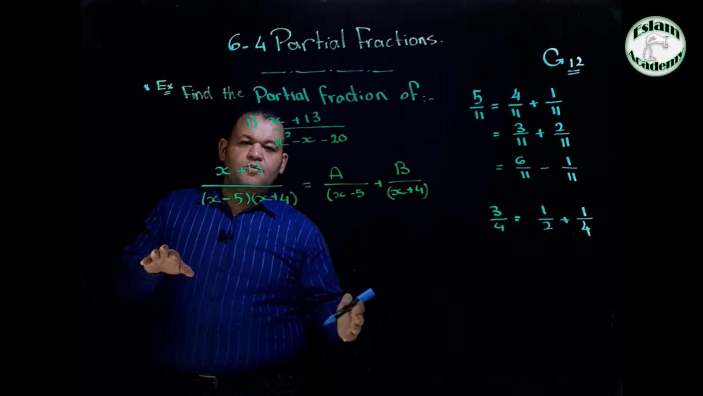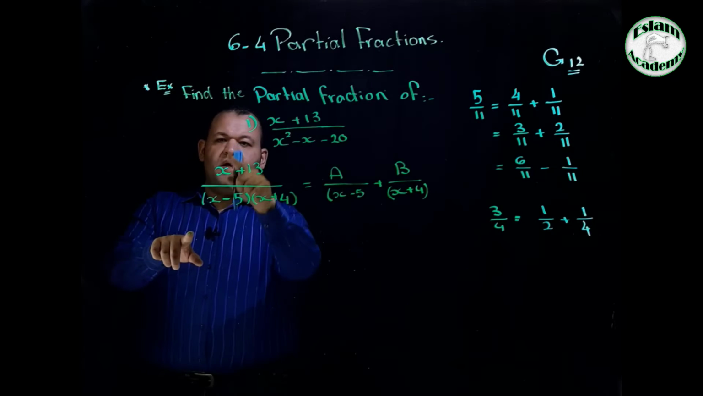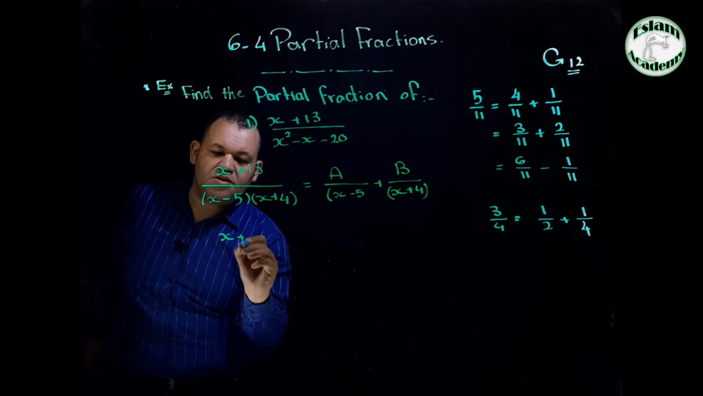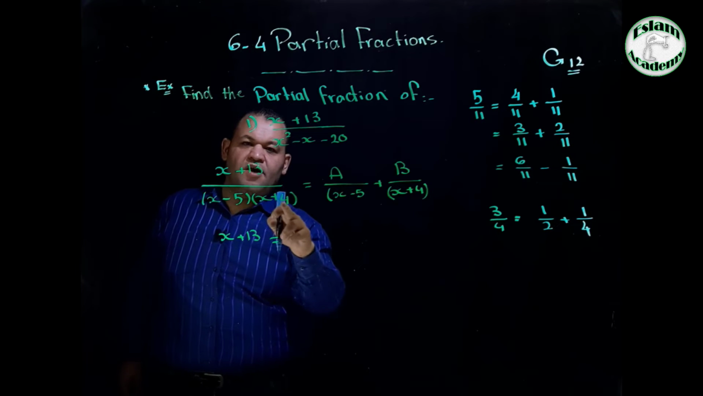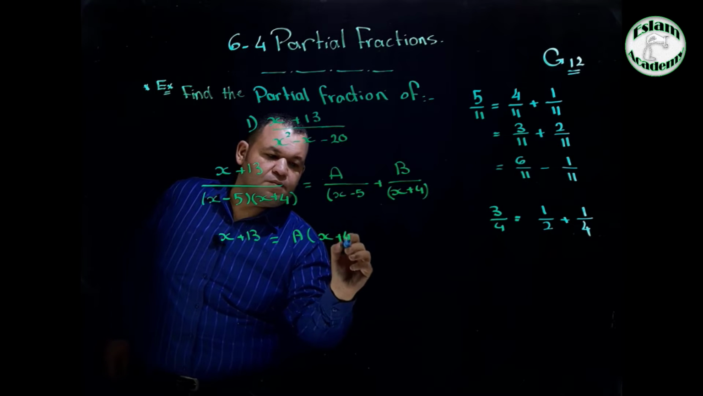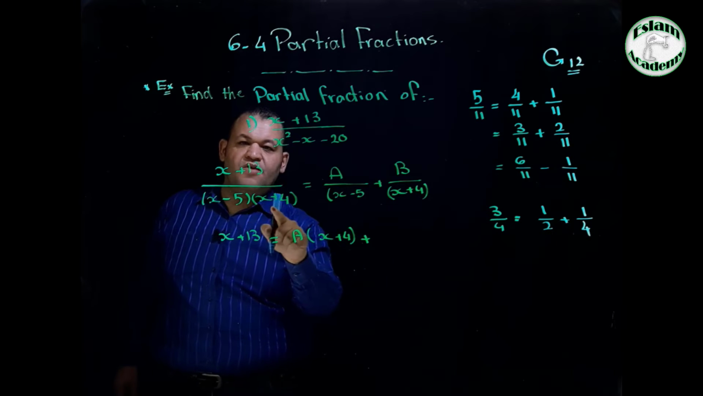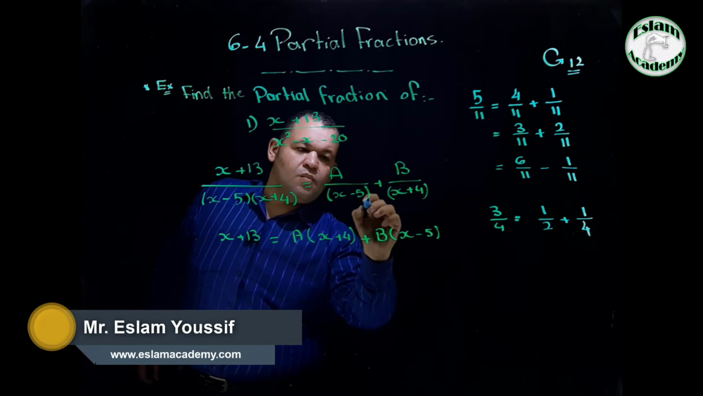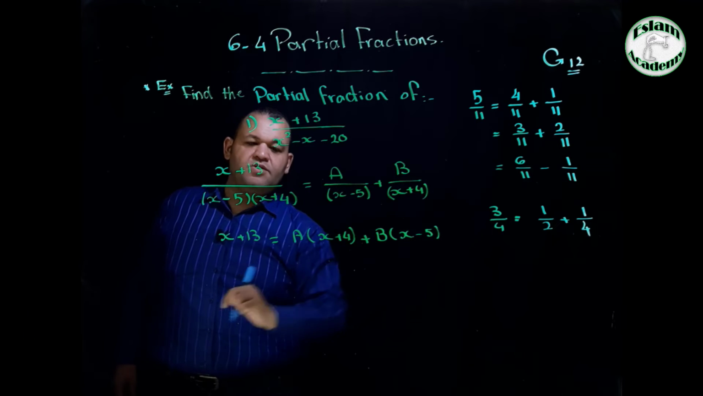So now to solve this expression, you need to multiply all of it by x minus 5 times x plus 4. If you multiply the first fraction by x minus 5 times x plus 4, the remainder will be x plus 13 is equal. If you multiply the second fraction by x minus 5 times x plus 4, the remainder will be a times x plus 4, plus b times x minus 5. You will find that we multiply a by the second denominator and b by the first denominator.